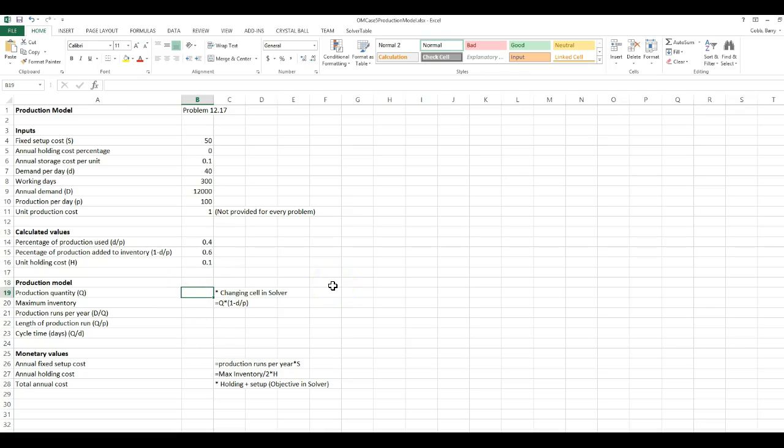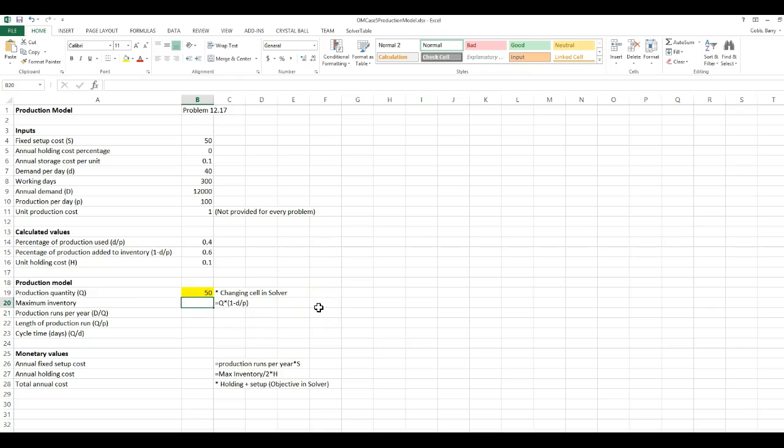The production quantity is going to be the decision variable in this problem. This will be the changing cell in Solver. For now, we just need a starting value. We'll use 50. I'm going to highlight this cell in yellow just to remind me that when I go to Solver, this is what we want to select as the changing cell.